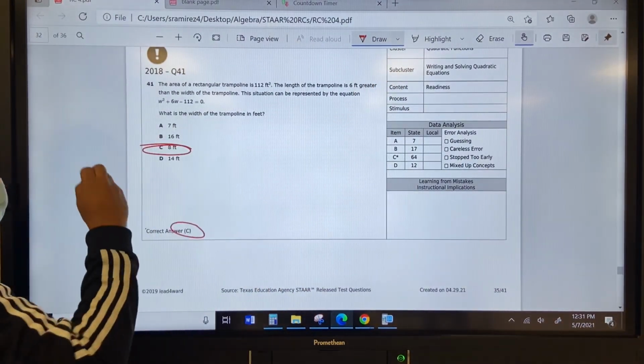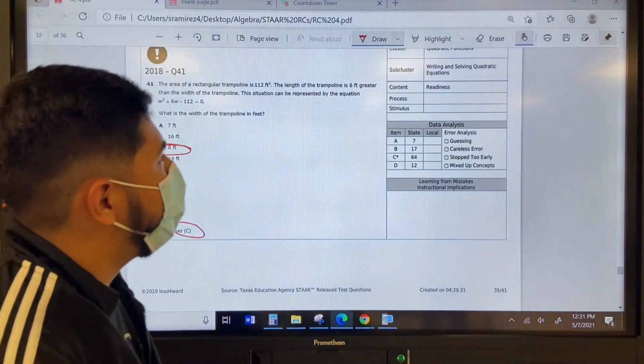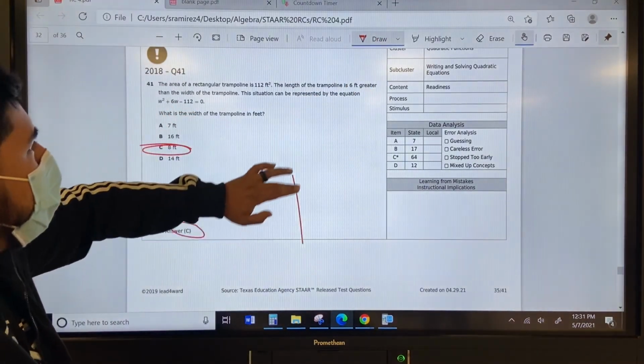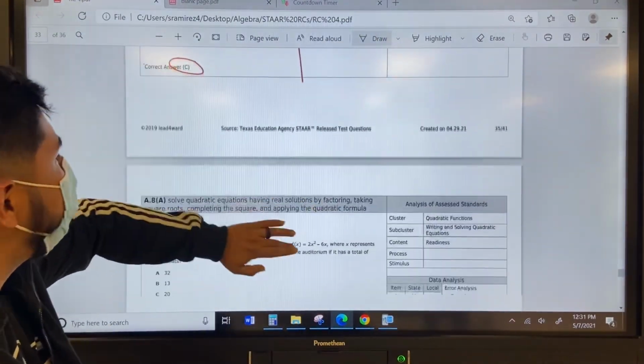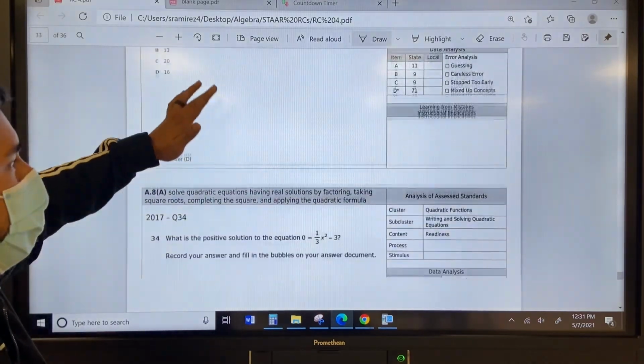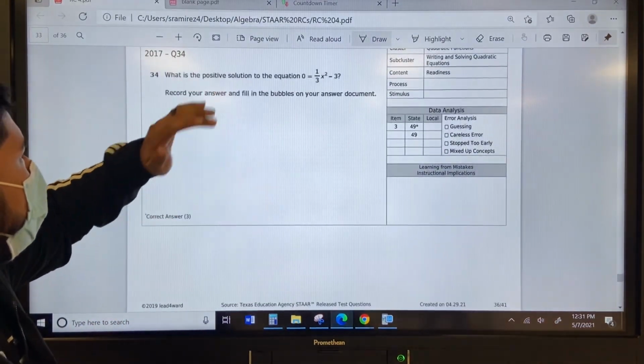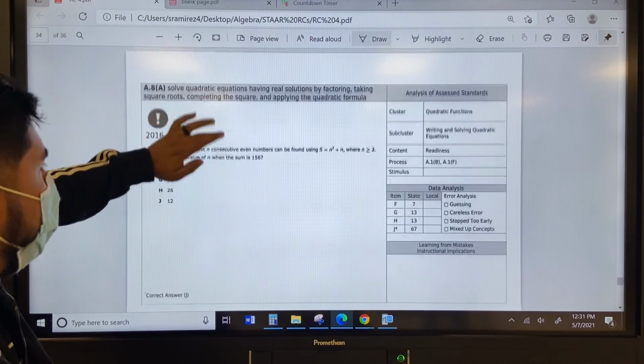Isn't that easy, ladies and gentlemen? Just a whole bunch of y equals problems. I love it. Go do that y equals.